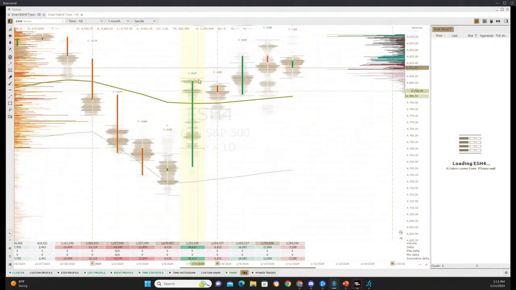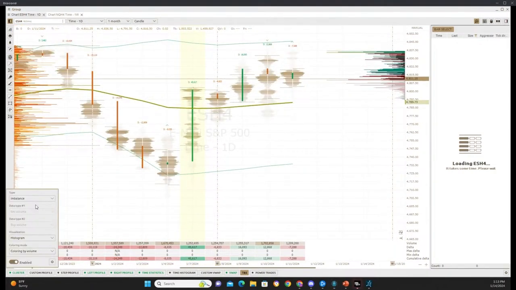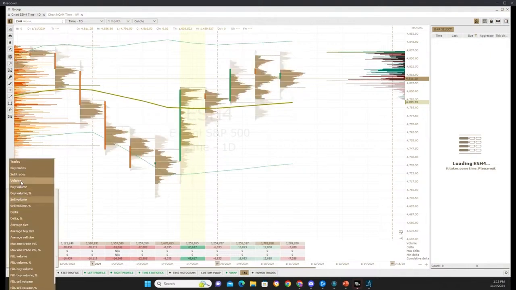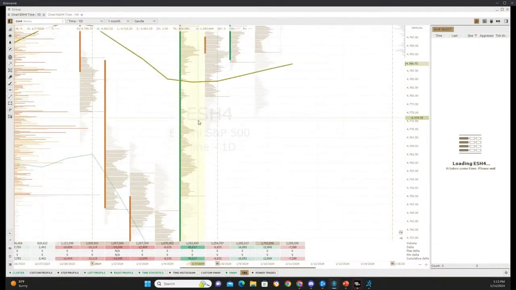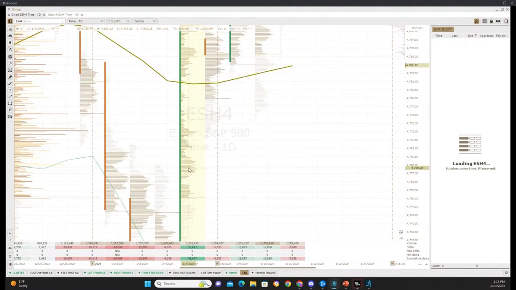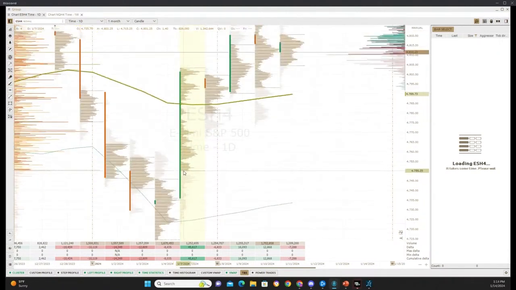And you see, just zoom out. I mean, you can do many ways to look at it. Let's do single volume. I can see where these guys are included in the buying. So there's some at 4750. The value area low of these buyers is 4750.